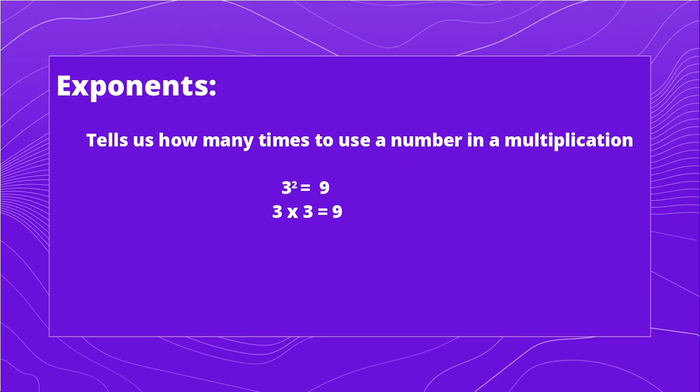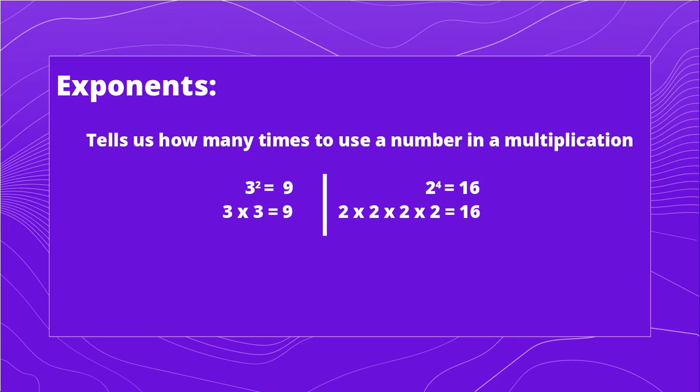Now, let us look into another example. 2 raised to the power 4 equals 16, meaning we need to multiply 2 four times to get the value 16. So 2 into 2 equals 4, 4 into 2 equals 8, and finally 8 into 2 equals 16, which is the final value.